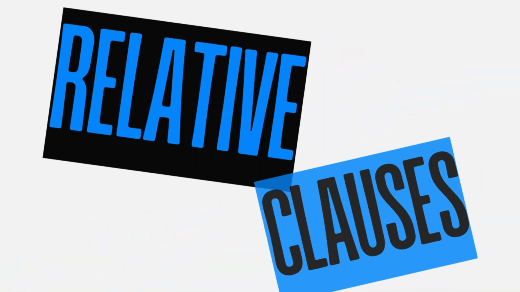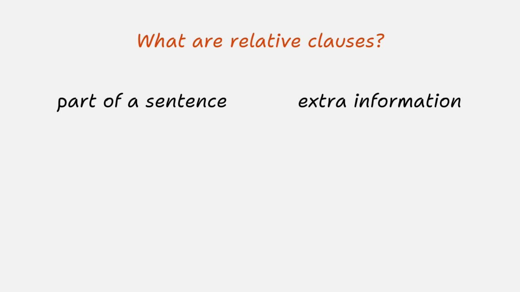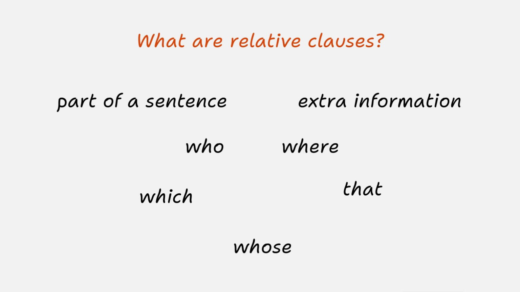Relative clauses. What are relative clauses? They are parts of a sentence that give extra information about a person, thing, place, or idea. They start with words like who, which, that, where, whose. These are called relative pronouns.